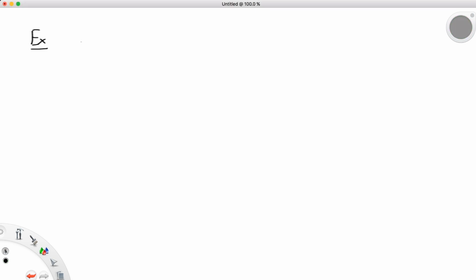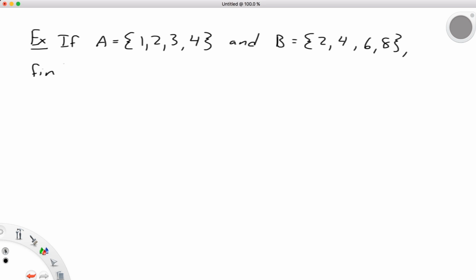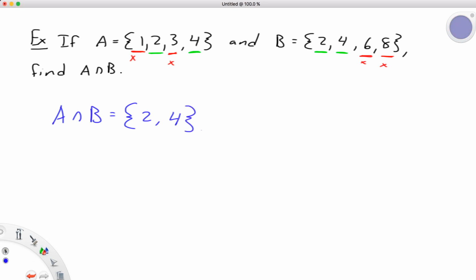Let's consider an example. Say set A was equal to the set {1, 2, 3, 4}, and set B was equal to {2, 4, 6, 8}. We can find the intersection of A and B by identifying the elements that are common between both sets. In other words, the elements that belong to both A and B, where they overlap. Looking at each element, 1 belongs only to set A, so it does not belong to our intersection. 2 belongs to A and B, so it does belong to our intersection. Similarly, 3 only belongs to A, 6 only belongs to B, and 8 only belongs to B as well, so none of these would be included in the intersection. 4, though, does belong to both, and so we'll include that. These two sets have two elements in common, 2 and 4. Thus, the intersection of A and B is the set {2, 4}.